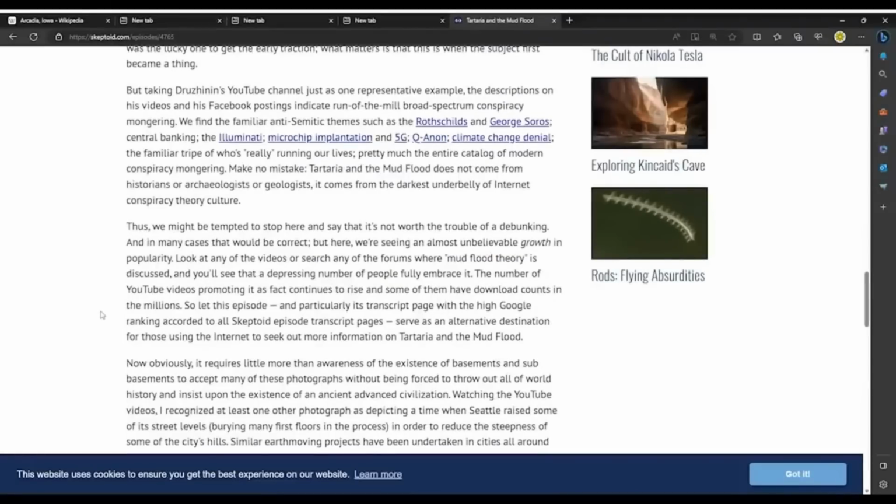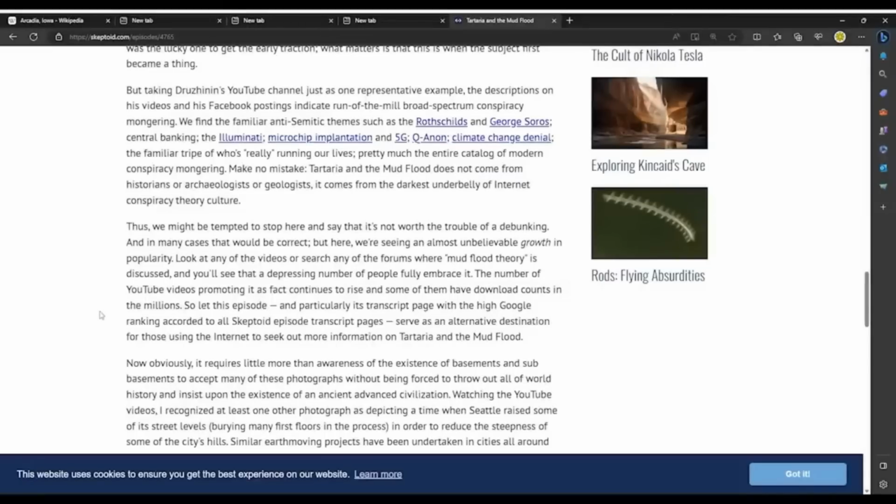But here we're seeing an almost unbelievable growth in popularity. Look at any of the videos or search any of the forums where mud flood theory is discussed, and you'll see that a depressing number of people fully embrace it. So here's what it all boils down to. Here's his true thesis. People are not thinking the way they're supposed to be thinking, and he's here to put a stop to it. The number of YouTube videos promoting it as fact continues to rise, and some of them have download counts in the millions.